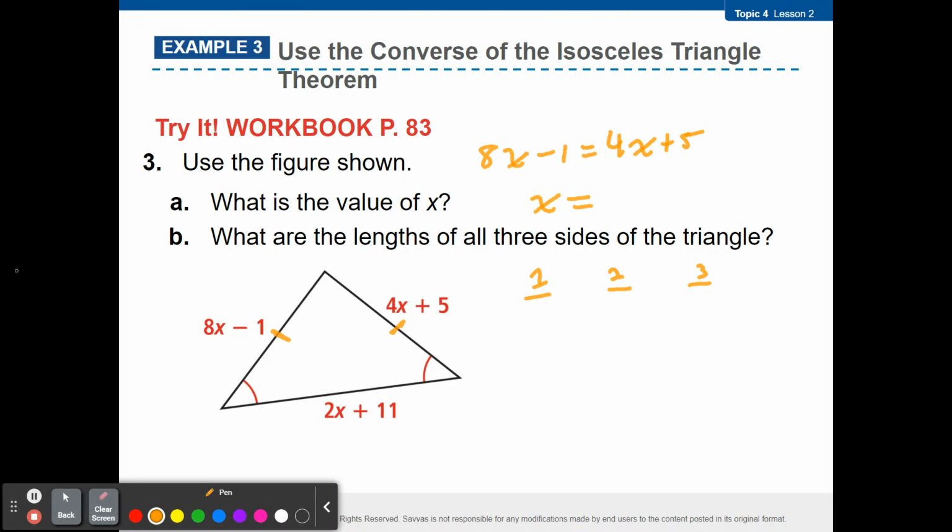4x equals 6. I got 1.5 too, because you did 4 divided by 6, right? Or 6 divided by 6. Okay. So what is x? 1.5. It is 1.5. Decimals are okay. 3 over 2. All right, now that you know x, find the 3 sides.